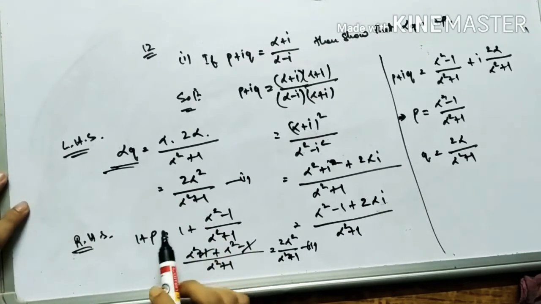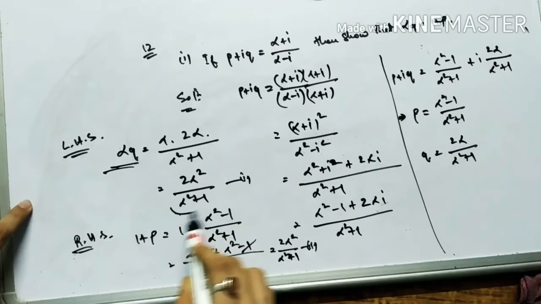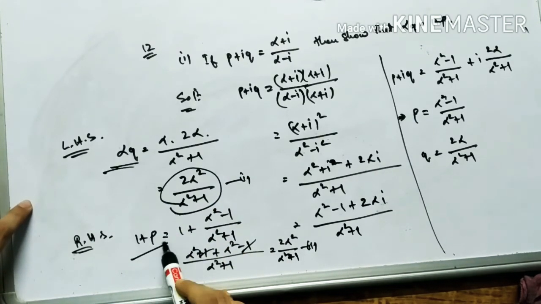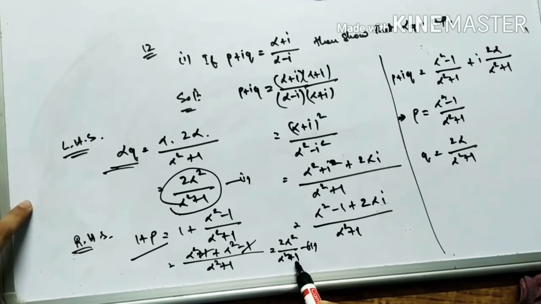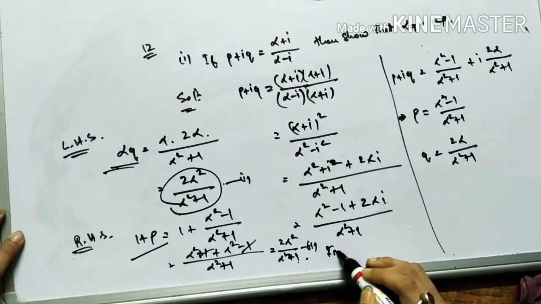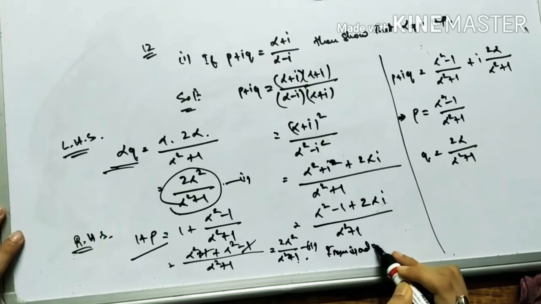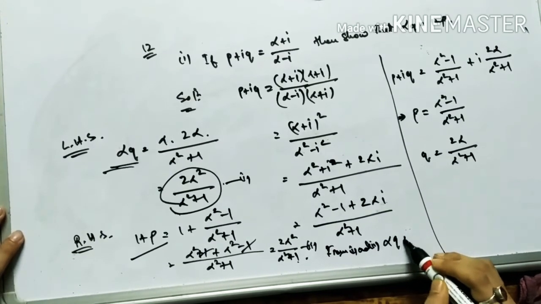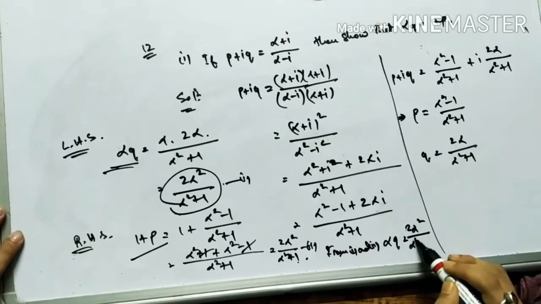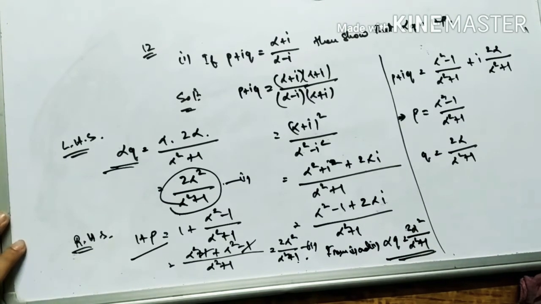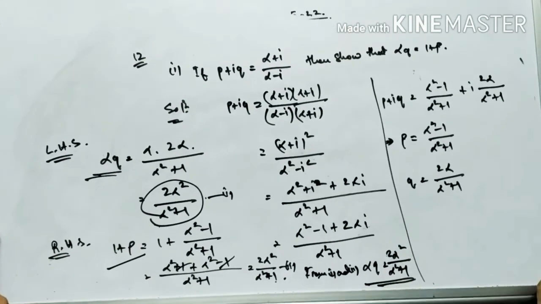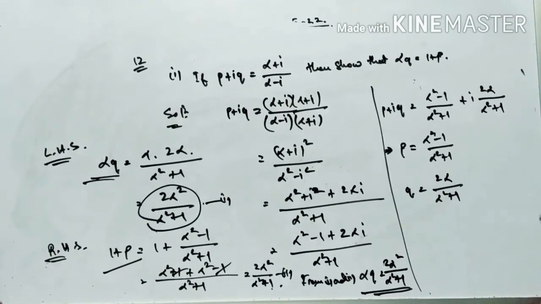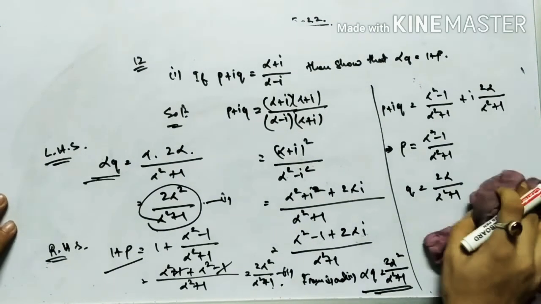So alpha q, you got 2 alpha square by (alpha square plus 1), and 1 plus p, you got 2 alpha square by (alpha square plus 1). So from equations 1 and 2, I can say that alpha q is equal to 1 plus p. This is our proof. So I hope you have understood.